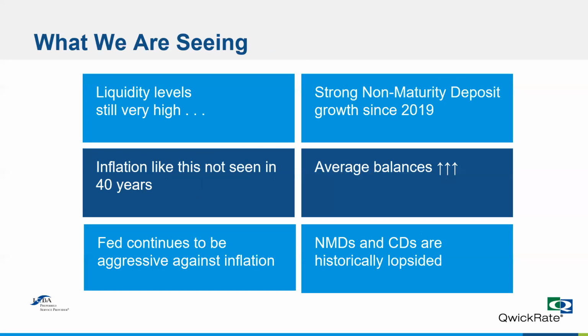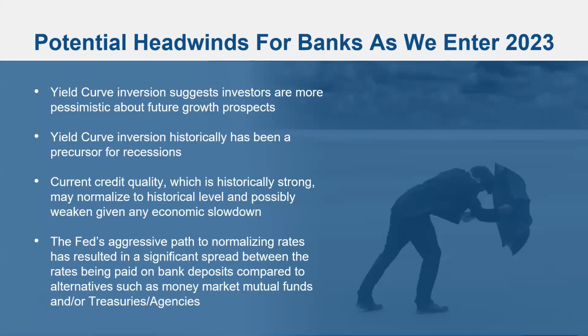And so again, what we've been seeing is liquidity levels being high, inflation at levels that we haven't seen in 40 years, and a Fed that continues to aggressively raise rates to slow and turn the tide on inflation. But we've seen non-maturity deposits grow at our banks, average balances grow. And in many banks, the mix between non-maturity deposits and CDs has become kind of lopsided. So, as we enter 2023, we certainly have some potential headwinds.